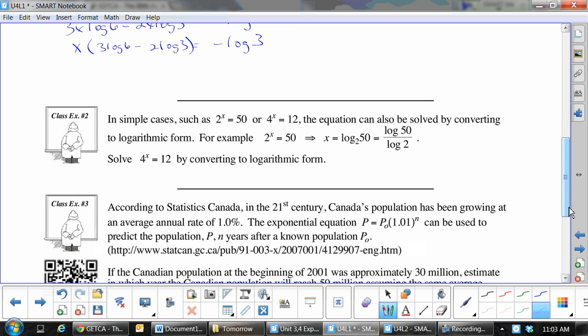And then, how would you get x by itself now? You divide that out, right? So if I divide out 3 log 6 minus 2 log 3, do you see it's gone on the other side? It would be x equals negative log 3 over 3 log 6 minus 2 log 3. That makes sense? Now, do you see how far we're away from log m over log n? We still can't answer this question.